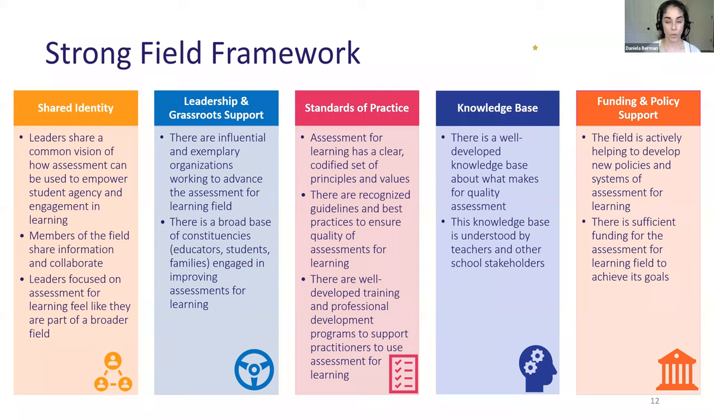Third, in the middle, is standards of practice. So the extent to which there are codified practices or values across the field, and then systems that support those practices, like professional learning. In the purple, we have knowledge base, which refers to having a well-developed evidence or knowledge base across the field, and then how widely understood or recognized that knowledge base is. And finally, in the orange, funding and policy support, which looks at the extent to which a field is contributing to policy and systems change, and also the extent to which the field has the financial resources for catalyzing and sustaining that change. So I'm going to let you take another minute to just read over these elements that we tailored for the assessment for learning field, and then we'll talk about how we used this strong field framework in the evaluation of ALP.